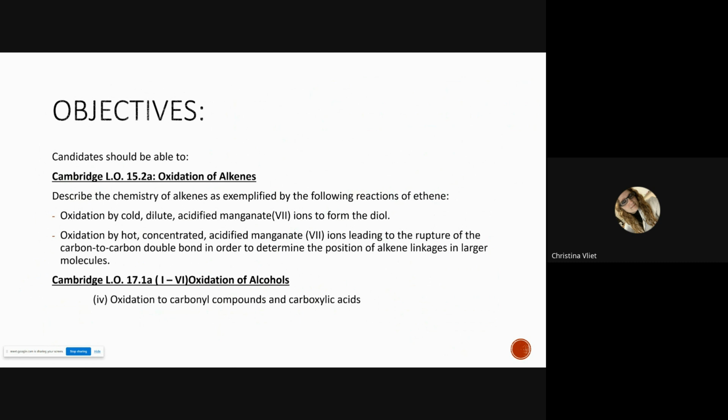Our learning objectives. We are wrapping up with this. We are done with alkenes once we finish this. We're done with everything Cambridge wanted us to know about alkenes after these objectives. So, describe the chemistry of alkenes as exemplified with the following reactions of specifically ethene, but could be applied through any alkene.